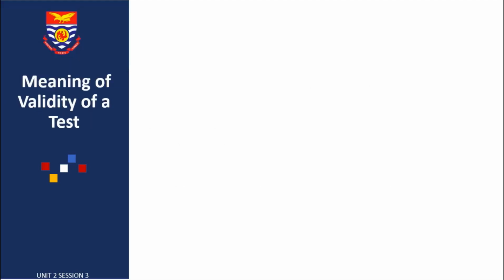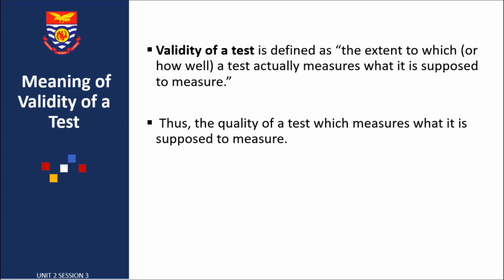Meaning of validity of a test. A good classroom mathematics test should be reliable, valid, and objective. If a test is not reliable, not valid, and not objective, then it's not a good classroom mathematics test. The validity of a mathematics test simply shows how one knows that a mathematics test measures students' mathematics ability. Validity of a test is defined as the extent to which, or how well, a test actually measures what it is supposed to measure. Then we say that the test is valid.